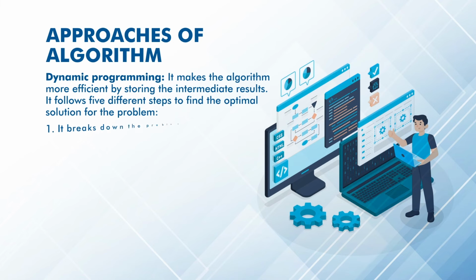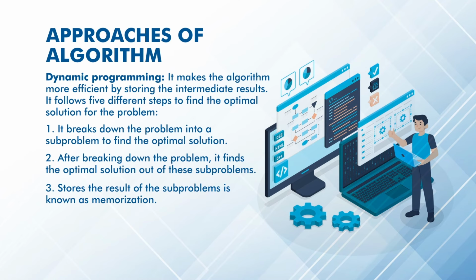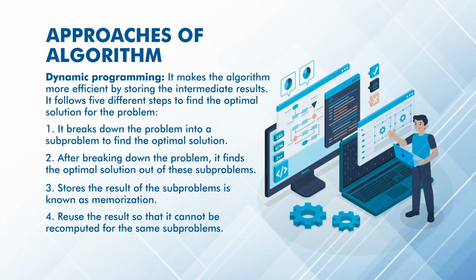Very first, it breaks down the problem into sub-problems to find the optimal solution. Second, after breaking down the problem, it finds the optimal solution out of these sub-problems. Third, it stores the result of the sub-problems, known as memoization. Next, it reuses the result so that it is not recomputed for the same sub-problems. Finally, it computes the result of the complex problem.